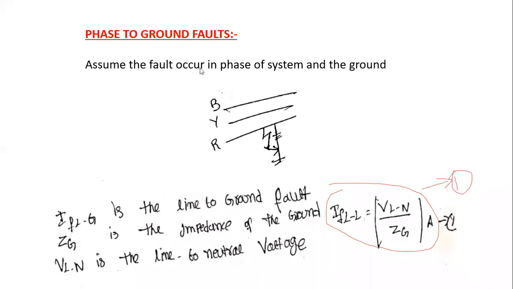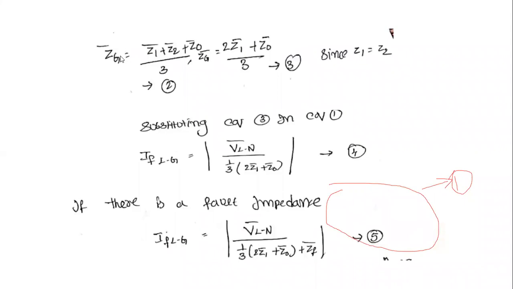Next, we are writing the formula for ZG. What is the formula for ZG? ZG, the impedance to the ground, is equal to Z1 plus Z2 plus Z0 by 3, that means the impedance for positive sequence, negative sequence and zero sequence, divided by 3. Since we are taking the positive sequence impedance equal to the negative sequence impedance, Z1 is equal to Z2.